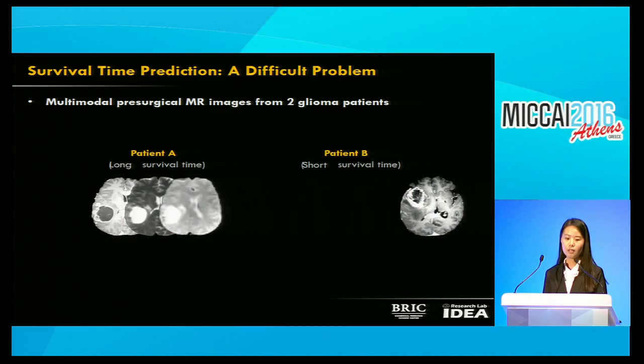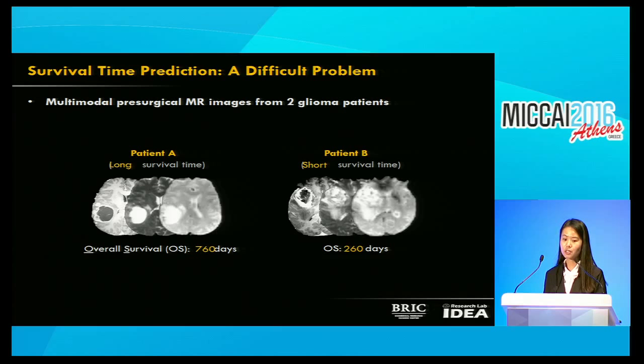Before surgery, doctors will have multimodal images for brain tumor patients. These are multimodal images for patient A and patient B. Based on these images, it is really hard for doctors to determine the survival time for brain tumor patients. However, it is very meaningful for doctors to know the survival time before surgery to make better treatment plan. Our study is to use machine learning methods to predict the survival time for brain tumor patients.